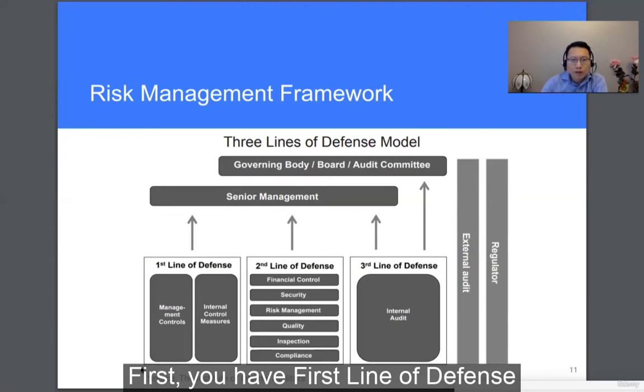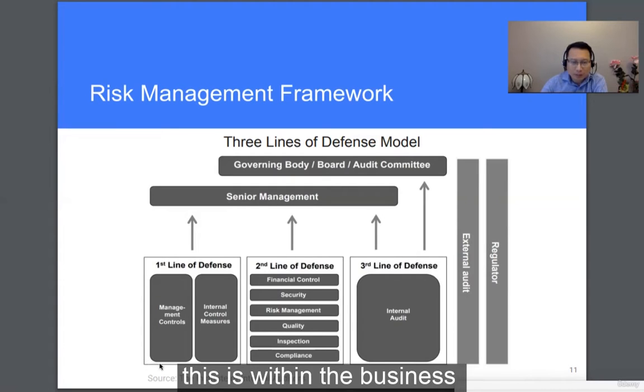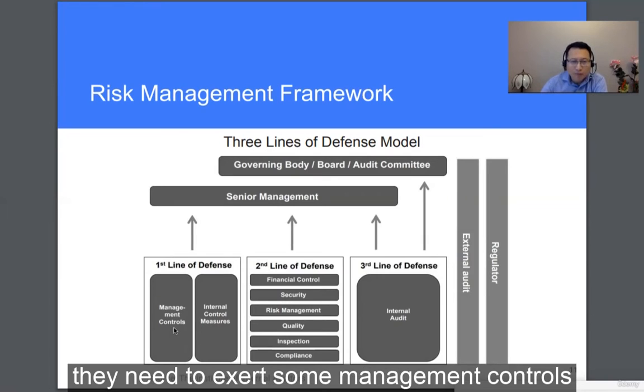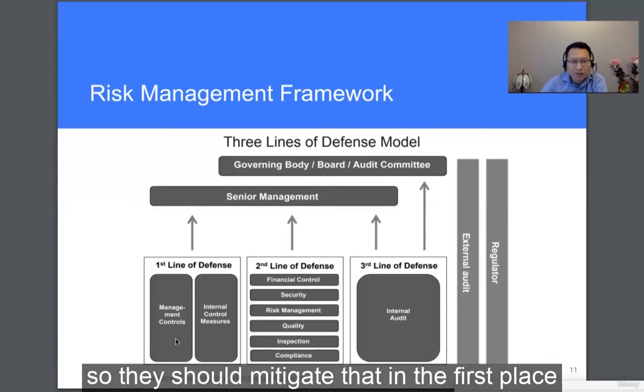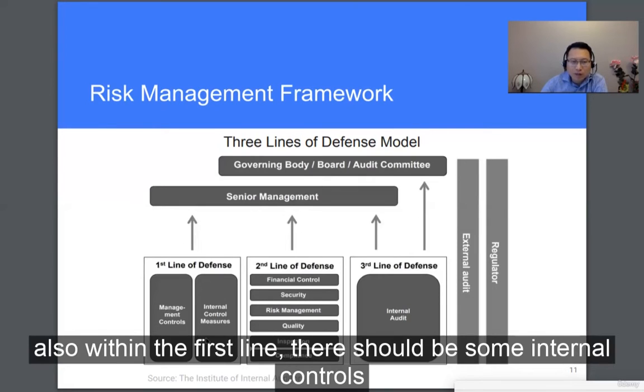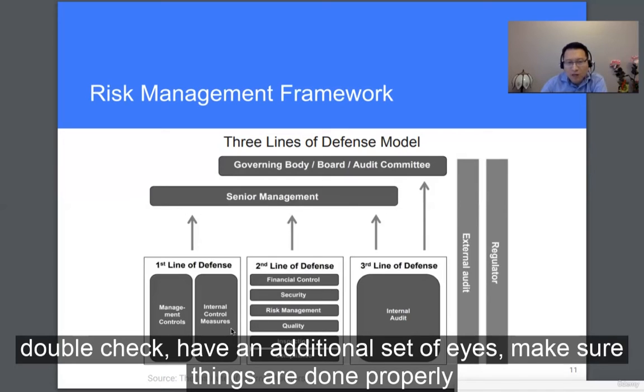So first, you have a first line of defense. This is within the business, within each line of business. Whoever manages the product needs to exert some management controls, because they understand the business, they know what the risks are, so they should mitigate that in the first place. Also within the first line, there should be some internal controls, right? So double check, have an additional set of eyes, make sure things are done properly. So that's the first line of defense.